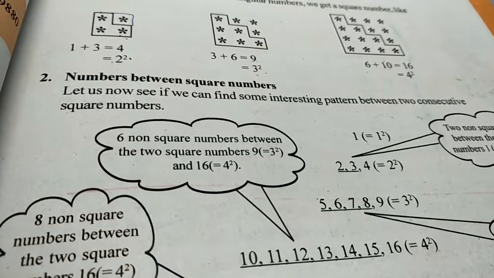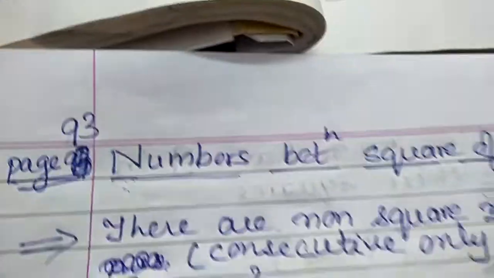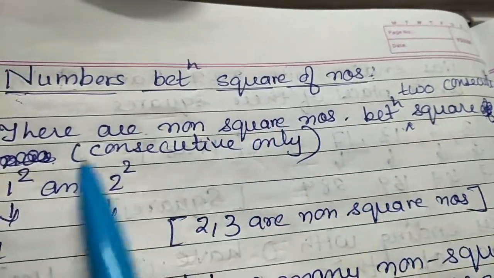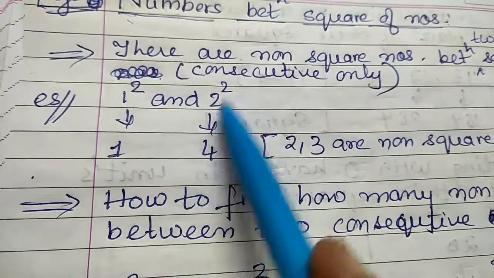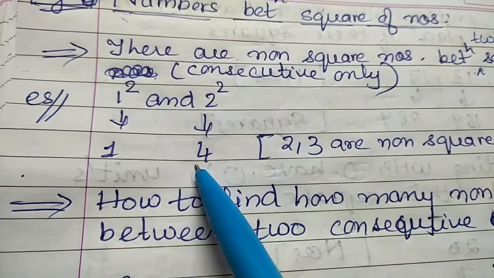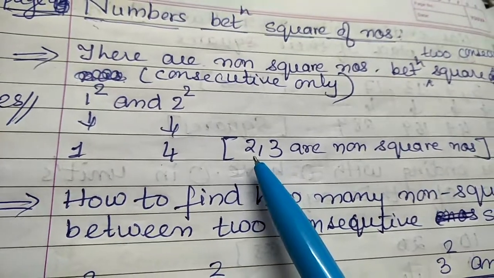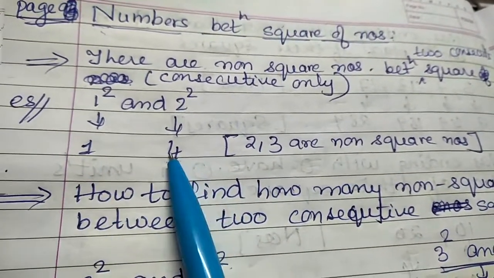Good morning students, we'll go to the next topic, that is numbers between the squares of numbers. Now there are many non-square numbers between two consecutive square numbers. Suppose I have 1 square is 1 and 2 square is 4. Now there are the numbers 2 and 3, which are the non-square numbers between these two numbers.